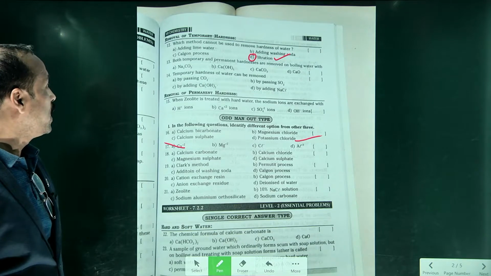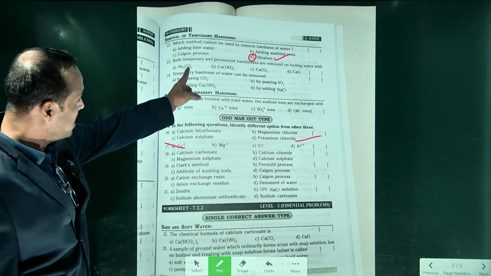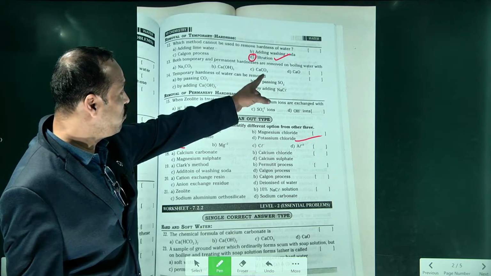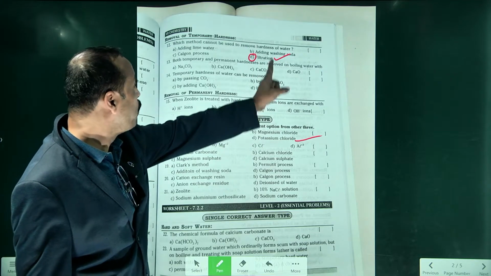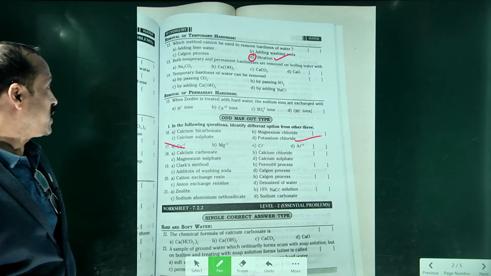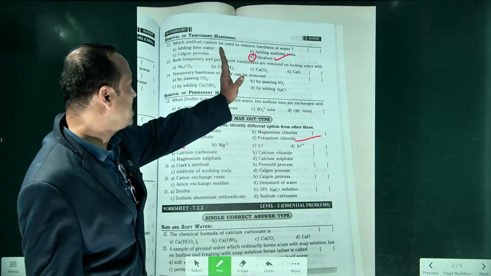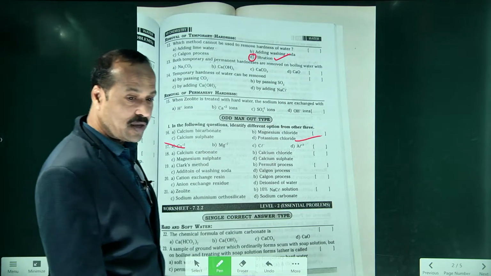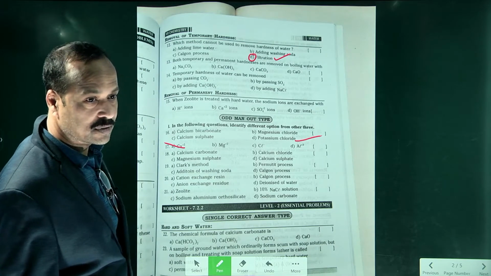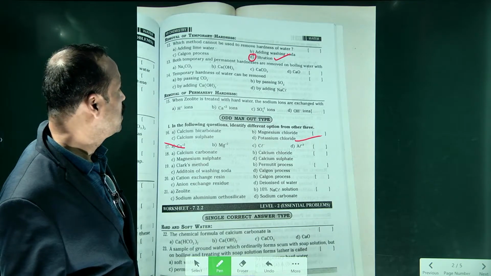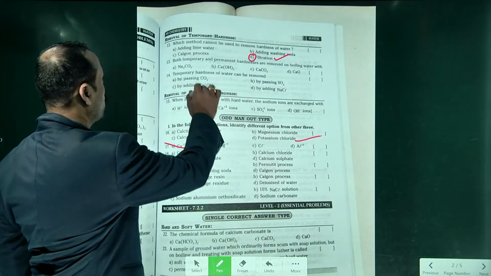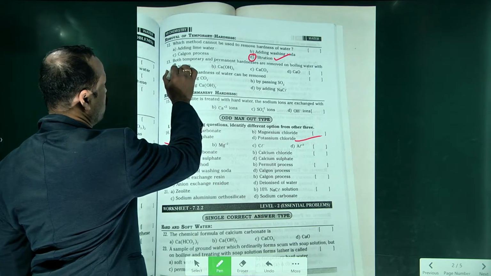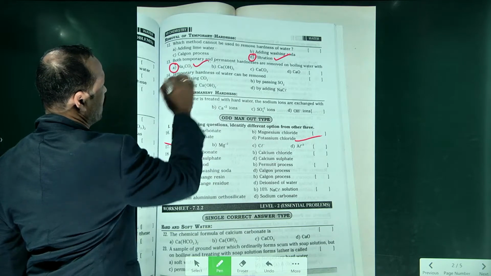Very good boy. Now, both the temporary and the permanent hardness of water are removed on boiling with water, sodium carbonate, calcium hydroxide, calcium carbonate, or calcium oxide. In this, calcium hydroxide, no. Okay, so that is for temporary hardness of water. Sodium carbonate is the right answer.